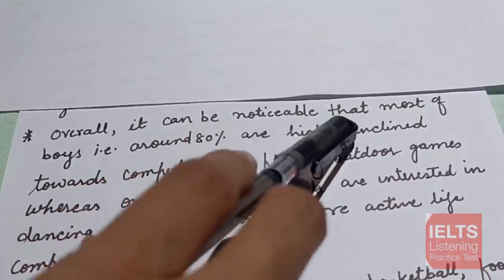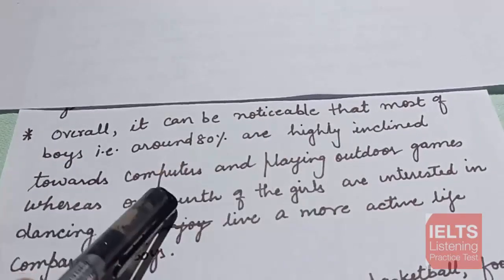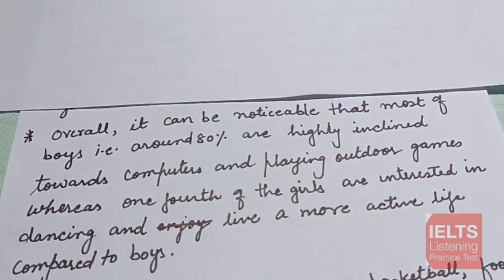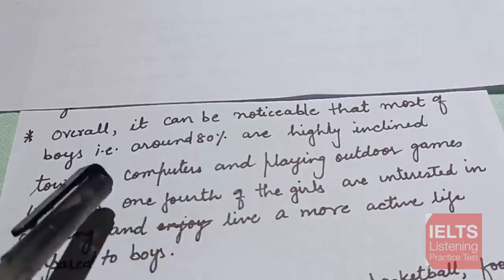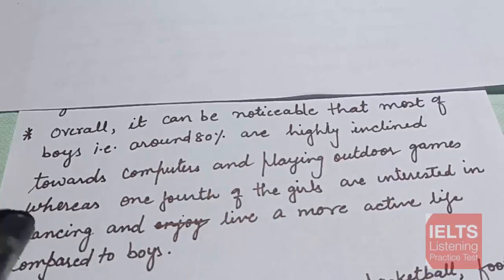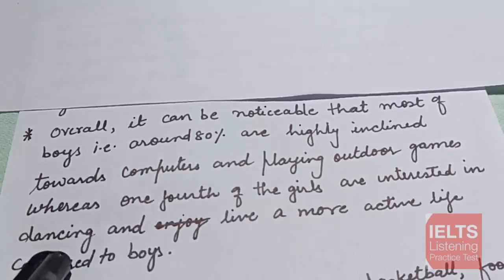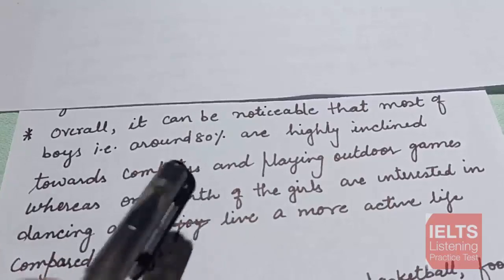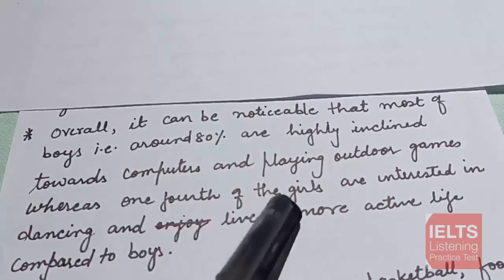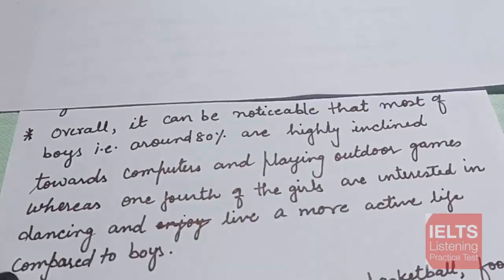Overall, it is noticeable that most of the boys, around 80%, are highly inclined towards computers and playing outdoor games. That means out of 100, we can say that 80% were involved in 2 things, computers and playing outdoor games. Whereas 1/4 of the girls are interested in dancing. 1/4 means 25%. So 25% are interested in dancing and live a more active life compared to boys.